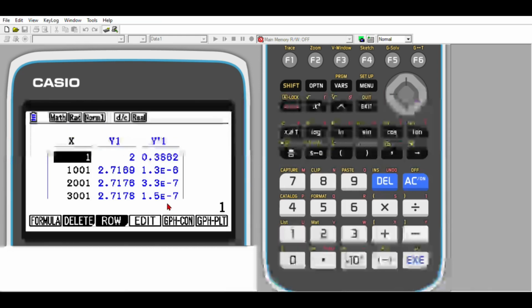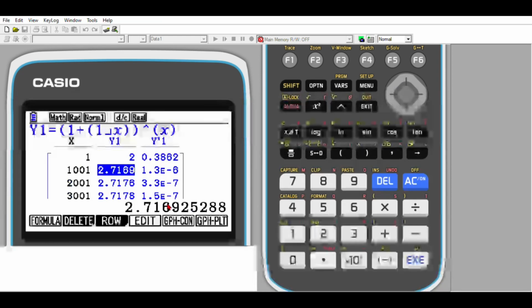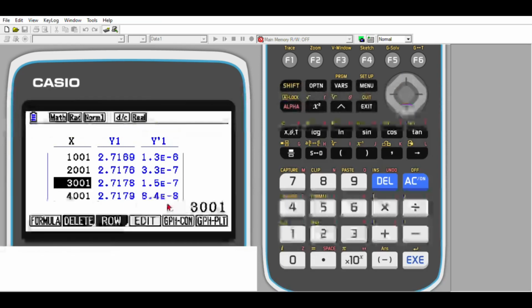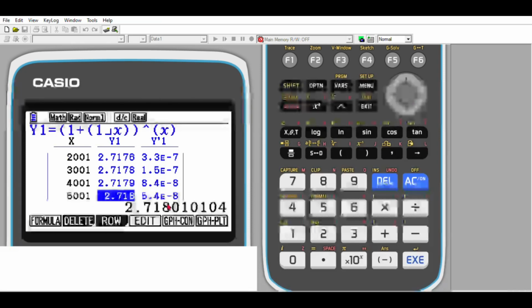So what do you notice? As I am increasing the value of x, you see that the value of the function is converging to a value, right? 2.716, 2.7176, 2.7178. So you see that the value of y is changing by a little bit, while these values of x are increasing by 1,000, right? So you see that we are converging to a value here. Down here you can see with more decimal numbers.